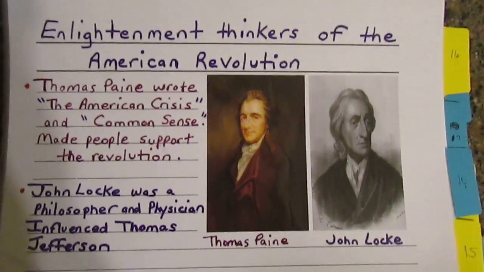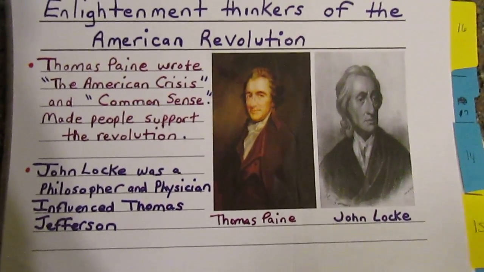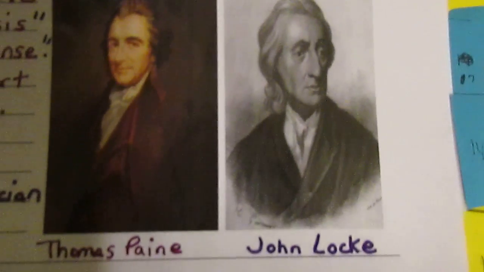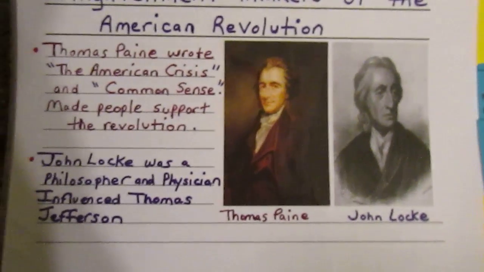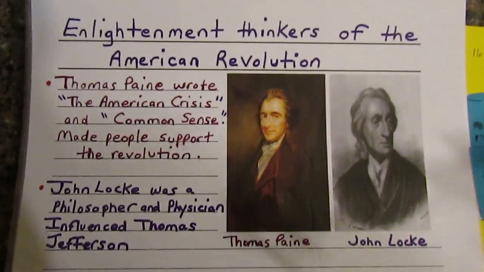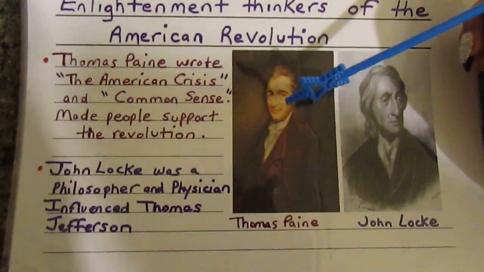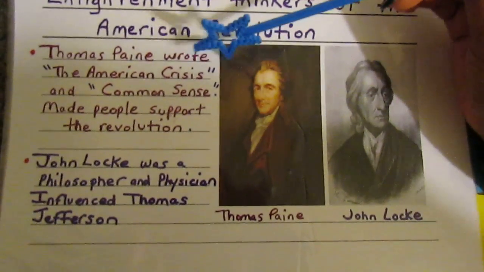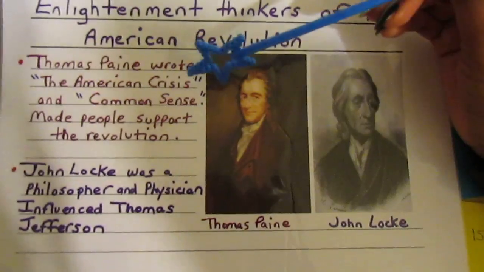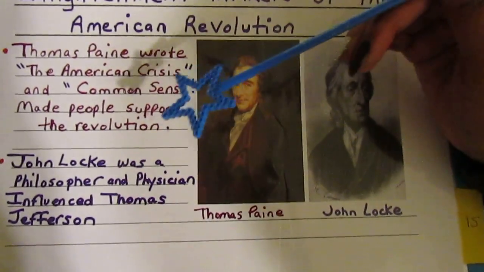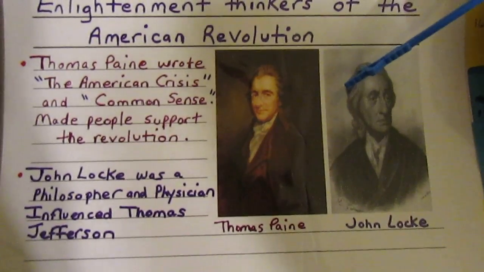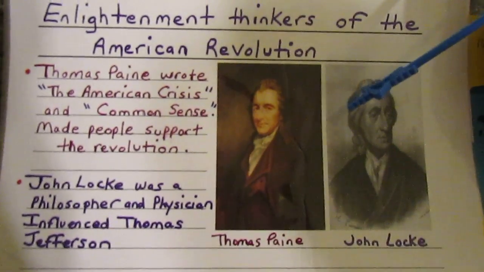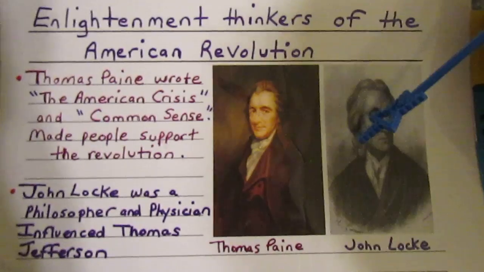The Enlightenment thinkers of the American Revolution set the foundation for how a new country should be governed where no one ruler had the power. Thomas Paine wrote The American Crisis and Common Sense, and it made people support the American Revolution. John Locke was a philosopher and a physician who influenced Thomas Jefferson.